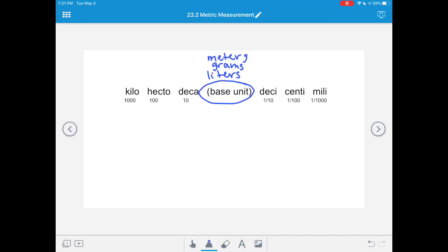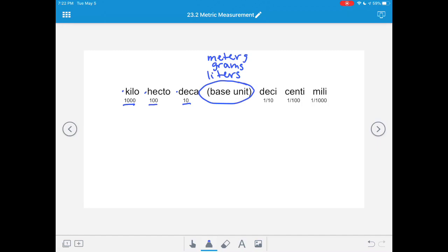So those are the base units, and to say that something is larger than that base, we have three prefixes: kilo, hecto, and deca. The root kilo means 1,000. The root hecto means 100. And the root deca means 10. So that means that these are 10 times bigger than the base unit, 100 times bigger than the base unit, and 1,000 times bigger than the base unit.